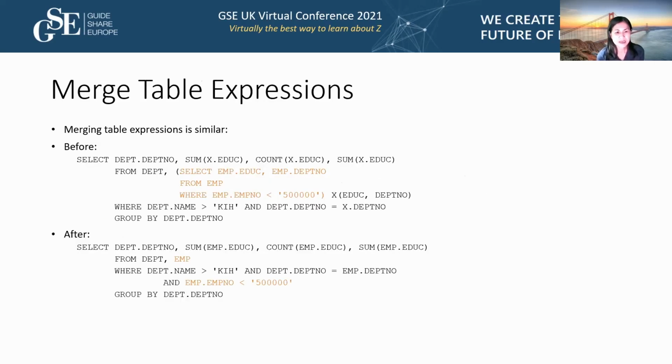Merging a table expression is similar to merging a view. In this example, we have a table expression. Before merging the table expression, the join sequence is the department joined with a table expression. After we merge the table expression, we have an additional join sequence. We have the department table joining with the base table employee, which is the table from the table expression.